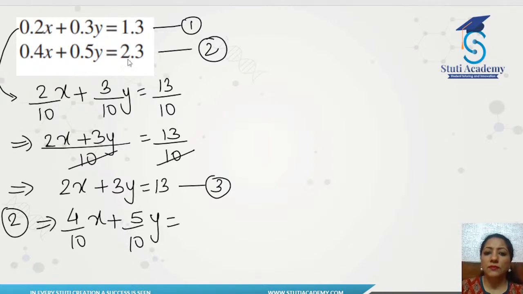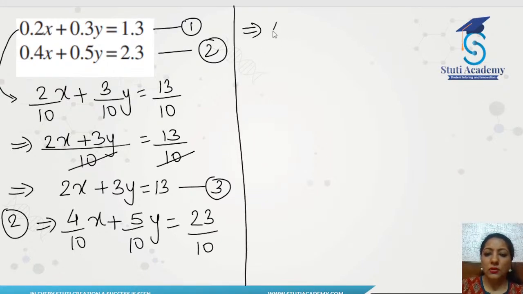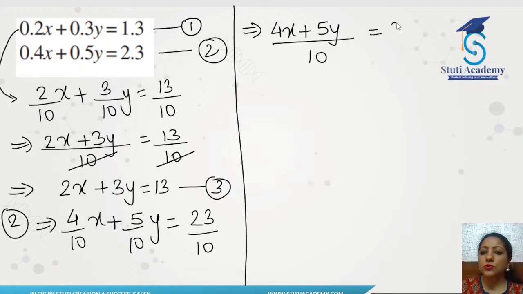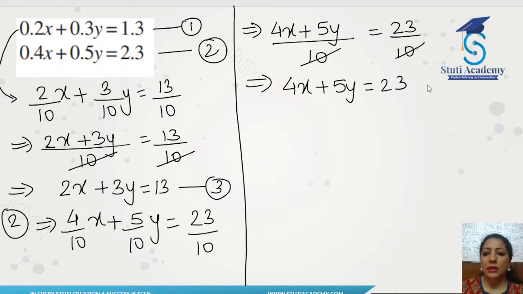And then 2.3 can be written as 23 upon 10. Now these denominators are same, so we'll take the LCM here, that's 10. So we'll take here 4x plus 5y upon 10 equal to 23 upon 10. I'm going to cancel out these two, and then we have 4x plus 5y is equal to 23. That is the fourth equation. Now instead of the second equation, we'll be using the fourth equation.